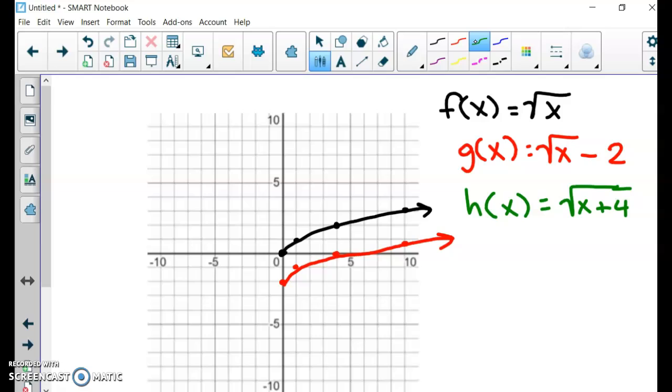h of x, plus 4 on the inside. If we think back to the domain, x plus 4 greater than or equal to 0, the starting point for x is -4. That's interesting. You would think that your graph is moving to the right 4, where in fact your graph is moving to the left 4. So when it's on the inside of the root, you do the opposite of what you see. So this is left 4. So each of your points goes to the left 4.